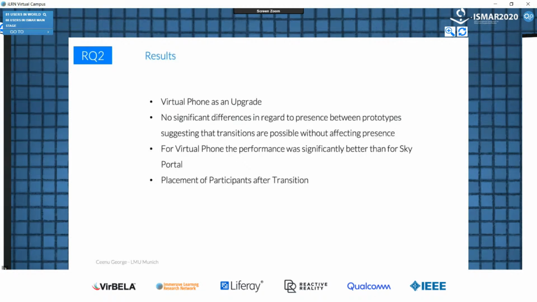Now going straight into the results, the participants perceived the virtual phone as an upgrade rather than an only solution. There were no significant differences with regard to presence between prototypes, suggesting that transitions are possible without affecting presence. The virtual phone performed much better than the Sky Portal. There were fewer collisions with the virtual phone in both directions.